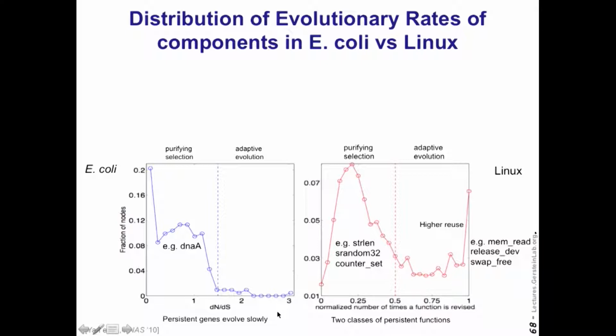Okay? In the computer operating system, it's similar but not exactly. There are some routines, like the routine that calculates the string length or the random number generator, which are sort of similar. They're under a lot of constraint. They don't change very much. But then there are a few things that change tremendously.